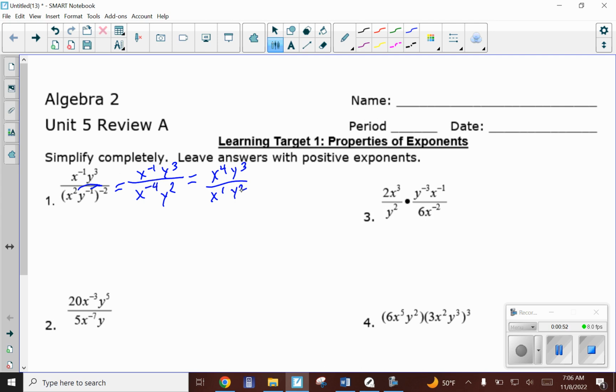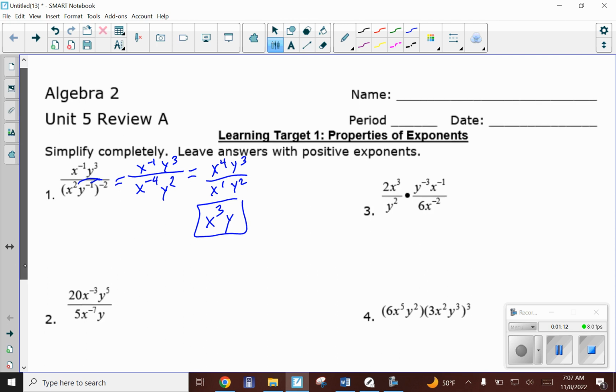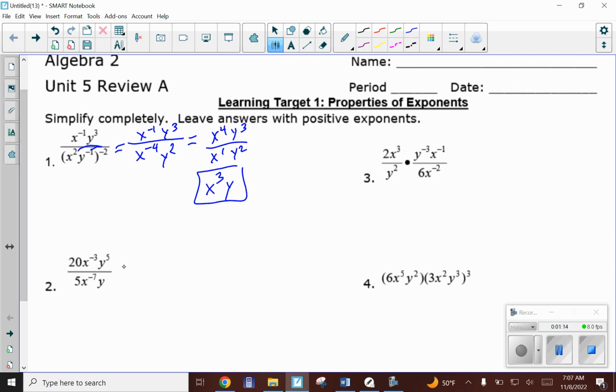So now what we can do is subtract the exponents from top to bottom. I think of it as canceling. So if I have 4 x's on top and 1 on the bottom, that's going to leave me with 3 x's on top. So I'm going to have x to the 3rd on top. If I have 3 y's on top and 2 on the bottom, 2 of them should cancel with 2 on top. So that's going to leave me with 1 y. That's my final answer. Problem 2, we can go ahead and simplify this by fixing all of the negatives.